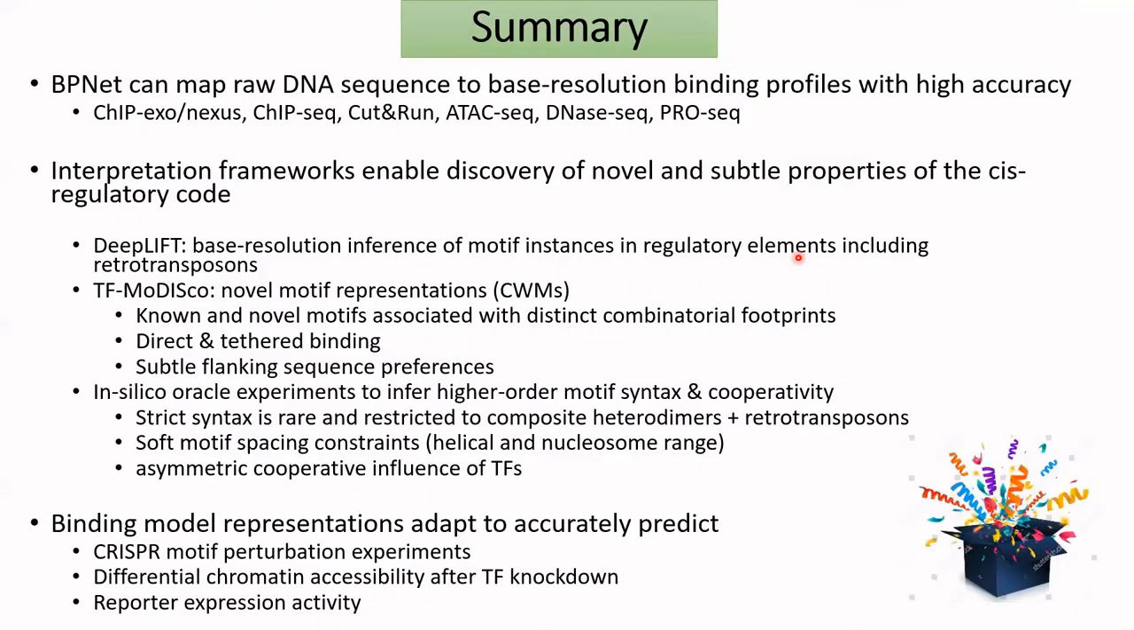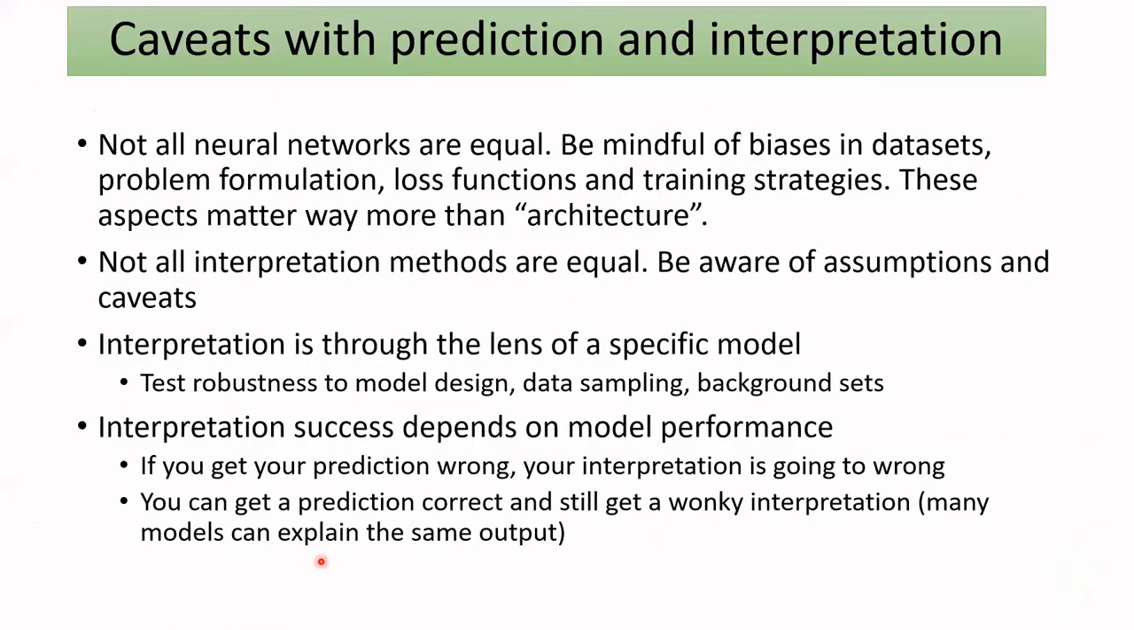So I'll just end there and summarize. BPNet can be used to map raw DNA sequence to base resolution profiles. We've applied this to ChIP-exo and nexus, and as you'll see in Alex's talk next, it also applies very nicely to ChIP-seq, ATAC-seq, and DNase-seq. We have all these nice interpretation methods, where the focus really is on deciphering higher order syntax and cooperativity. And finally, the models are quite accurate, and they can predict the effects of motif perturbations at base resolution, differential chromatin accessibility upon TF knockdown, and reporter expression activity.